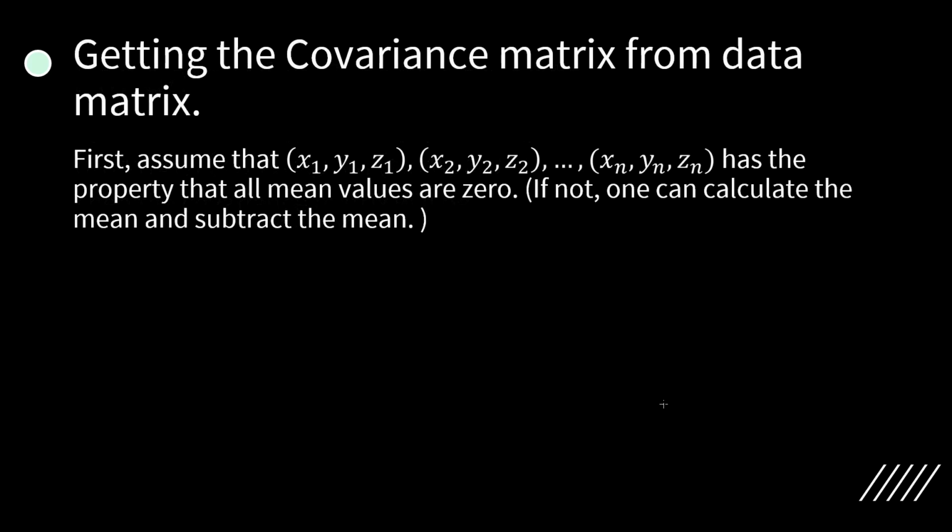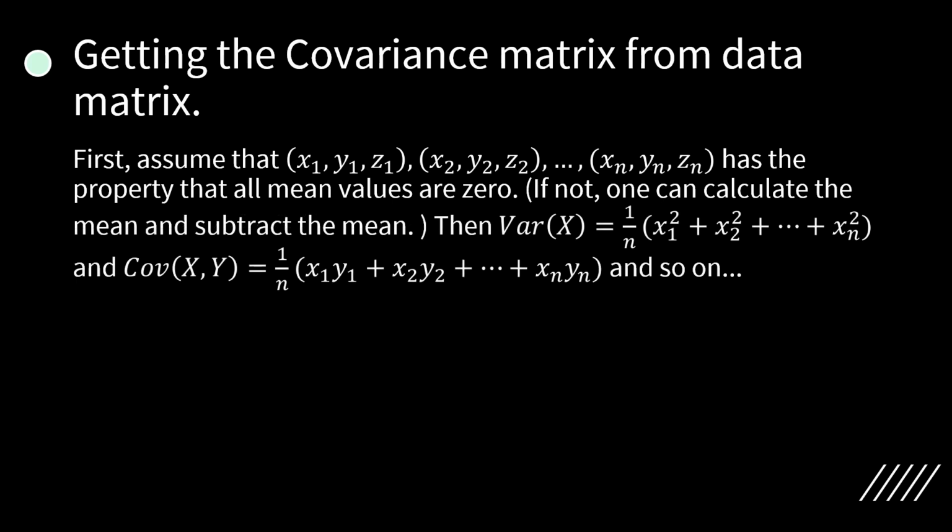Now, you can get the covariance matrix from the data matrix, or you can also do the PCA straight from the data matrix. We first assume that the data points x1, y1, z1, x2, y2, z2 through xn, yn, zn have the property that all mean values are 0. If not, one can calculate the mean and subtract the mean. In other words, you can calculate the x bar, the mean of x1, x2 through xn, subtract that from all the x1, x2, and xn, calculate the y bar, calculate the z bar, and subtract it from each of these.